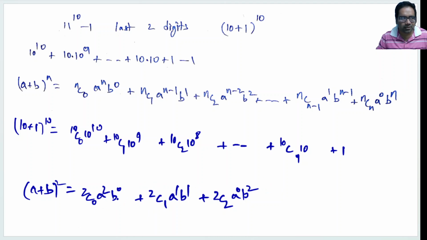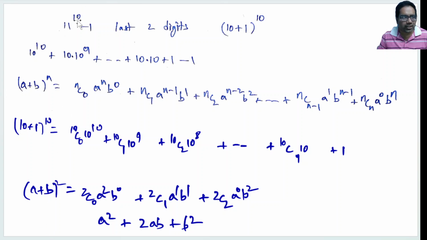2C0 is 1 and b power 0 is also 1, so we get a square. Plus 2C1 is 2, giving 2ab. Plus 2C2, which is equal to 2C0 since nCr is nC(n-r), is also 1, and a power 0 is 1, giving b square. This is a familiar formula, right? Similarly, we can write it for any power.